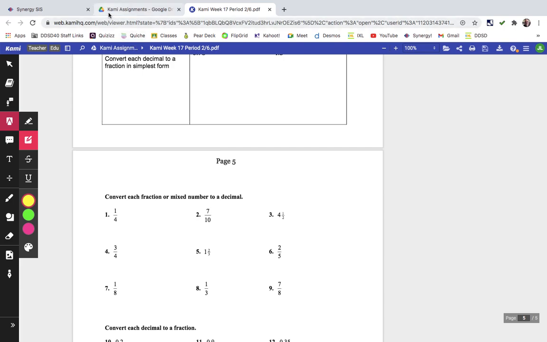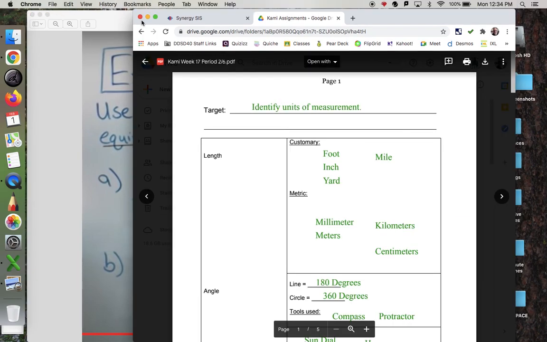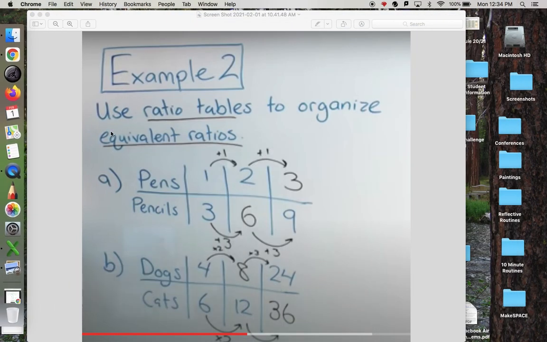Now, the current work that we did was in ratios and rates. To talk about that, I took a screenshot of the video. A ratio is a comparison of quantities. We wrote that down, and quantities is another word for numbers. If we had the number of pens to the number of pencils, we want to compare that.